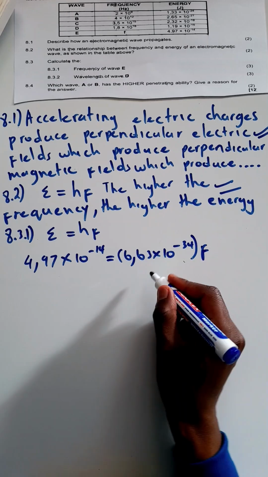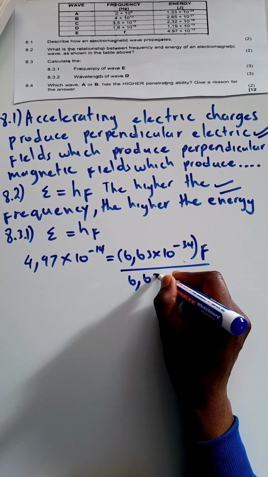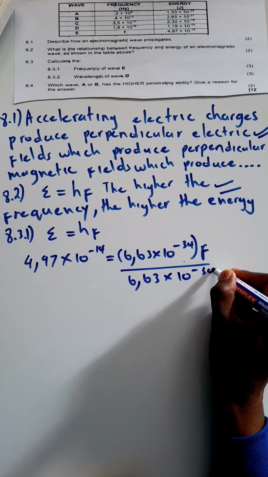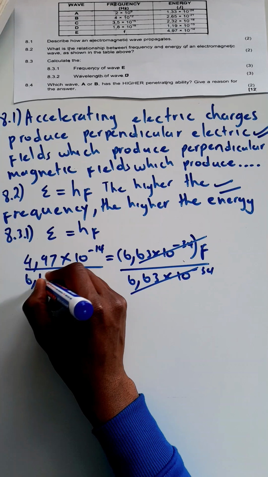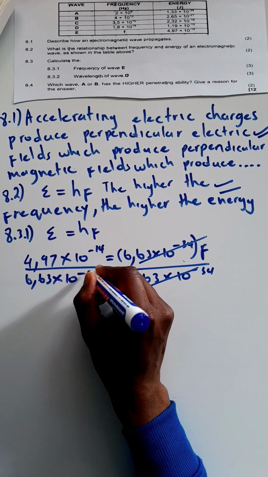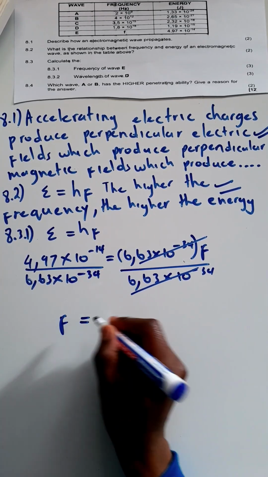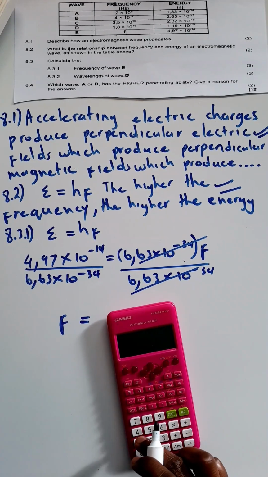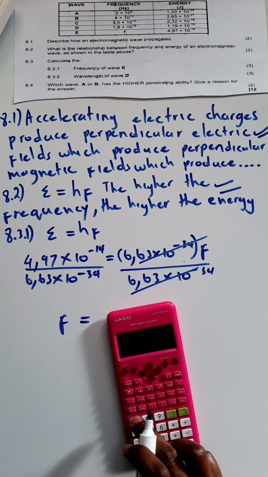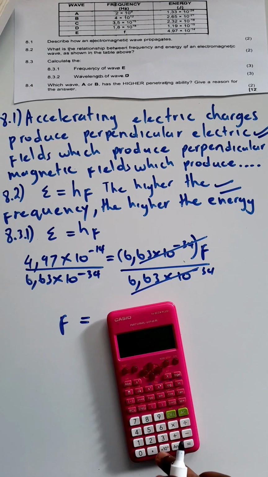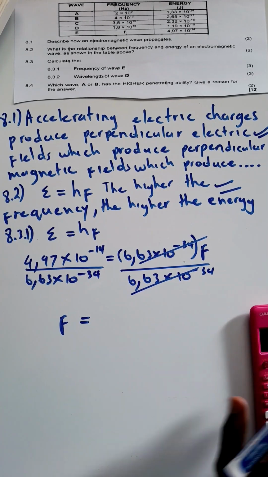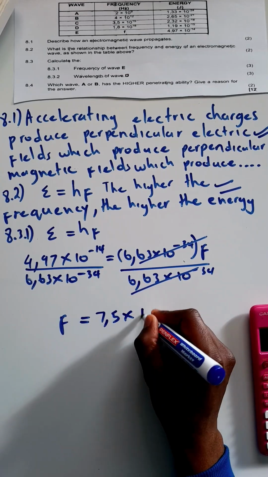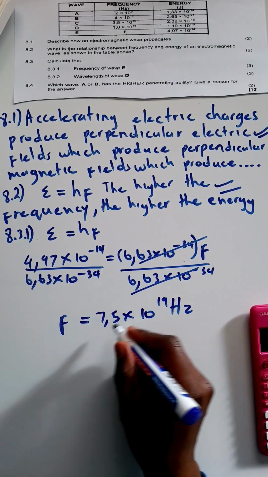To solve for frequency, we divide by Planck's constant, 6,63 multiplied by 10 to the power of negative 34. We are left with frequency. Do that also on the left-hand side. The frequency will be equal to, on our calculator, 4,97 multiplied by 10 to the power of negative 14, divided by 6,63 multiplied by 10 to the power of negative 34, giving us 7,5 multiplied by 10 to the power of 19. The unit for frequency is hertz.